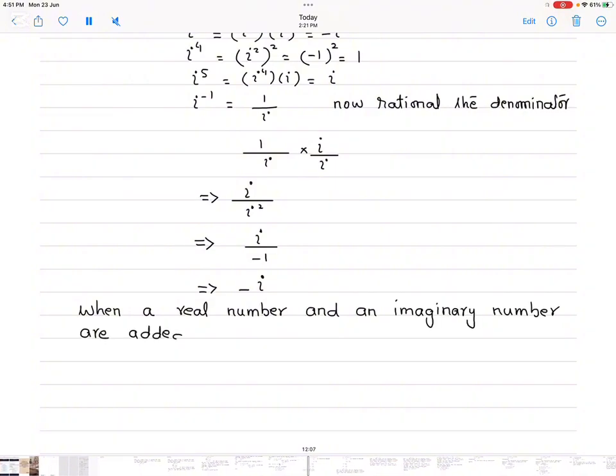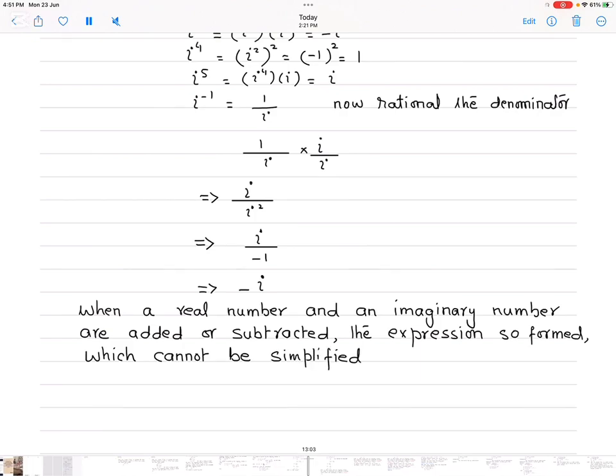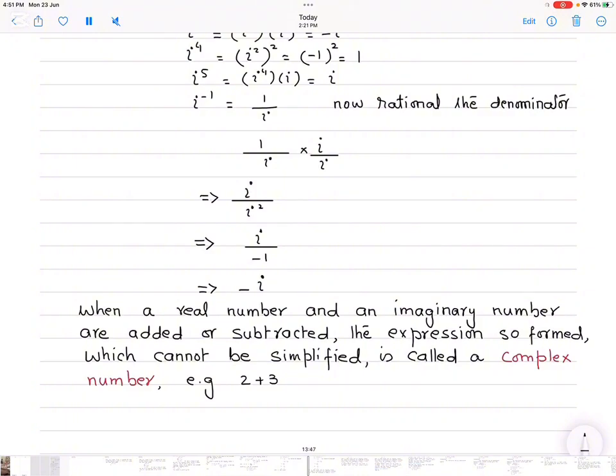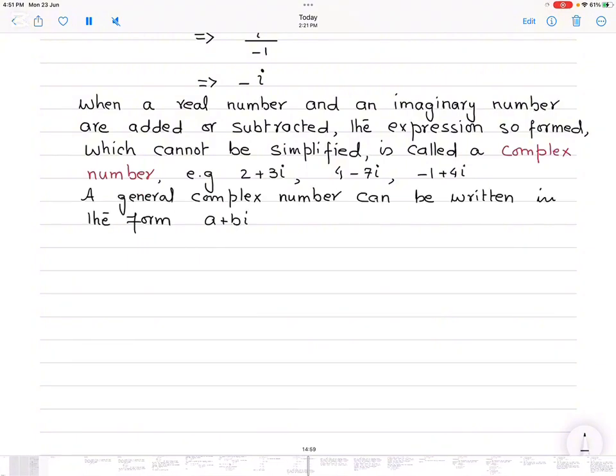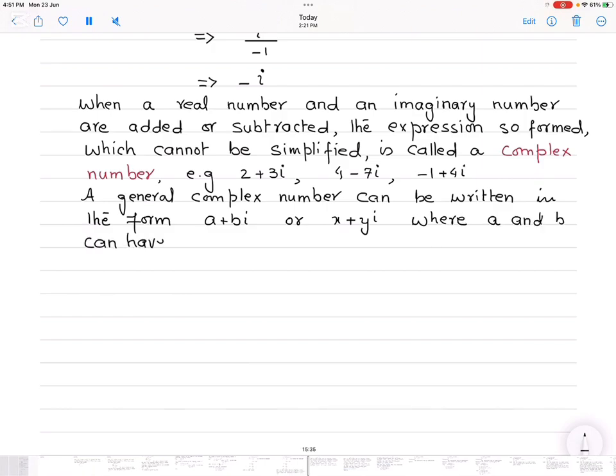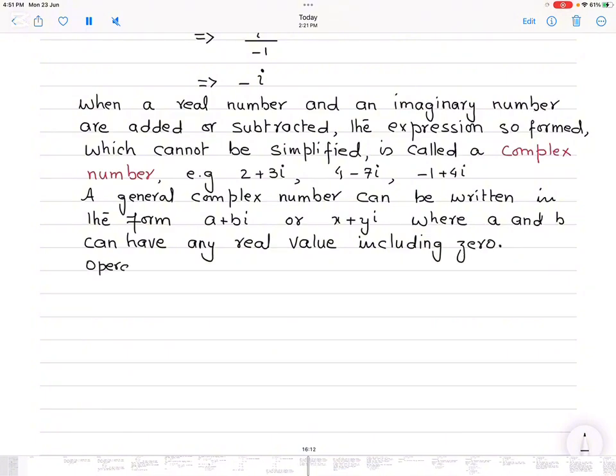When a real number and an imaginary number are added or subtracted, the expression so formed, which cannot be simplified, is called a complex number. For example, 2 plus 3i, 4 minus 7i, minus 1 plus 4i, all are examples of complex numbers. A general complex number can be written in the form a plus bi or x plus yi, where a and b can have any real value including 0.